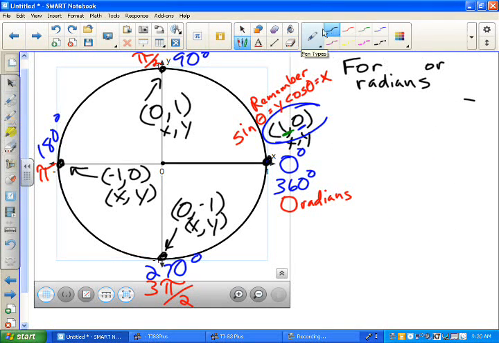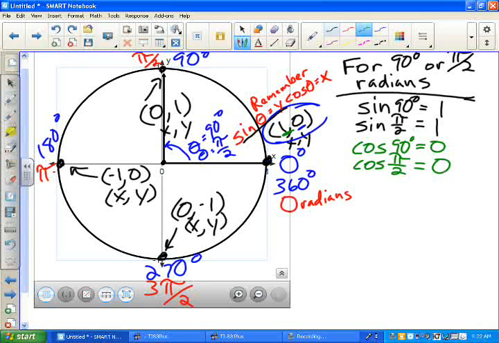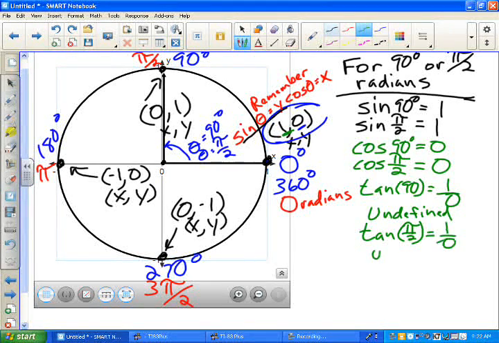Let's try this again for 90 degrees or pi over 2. Sine of 90 degrees would equal 1 because at 90 degrees the y value is equal to 1. The point on the circle is (0, 1). Cosine of 90 degrees is equal to the x coordinate value, which is 0. And then tangent is y over x, or 1 over 0, which is undefined.